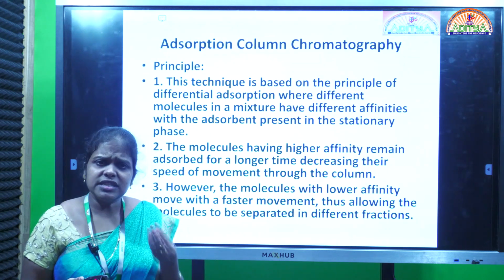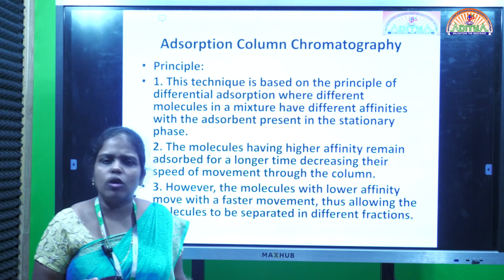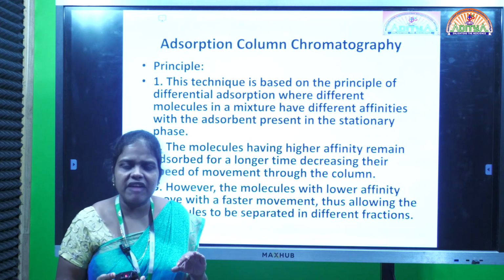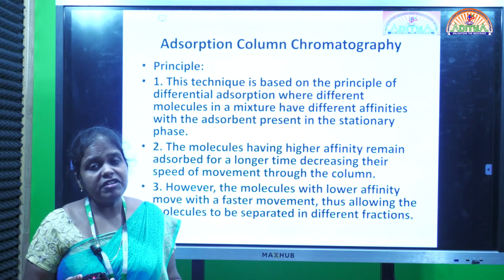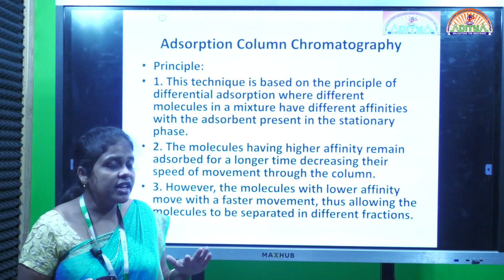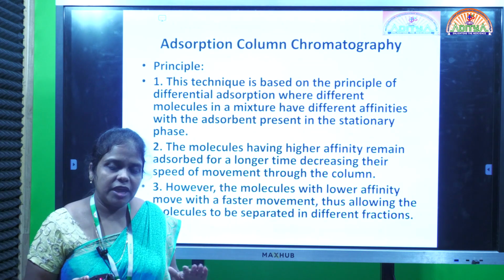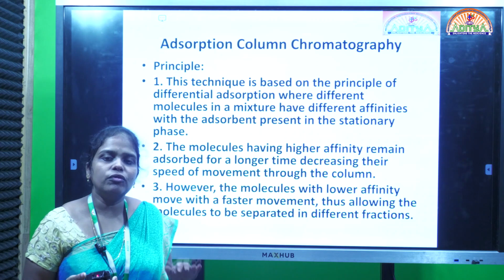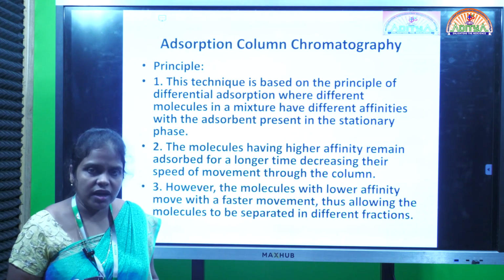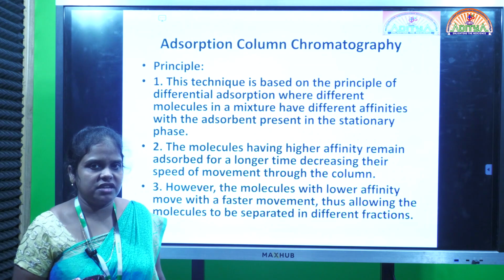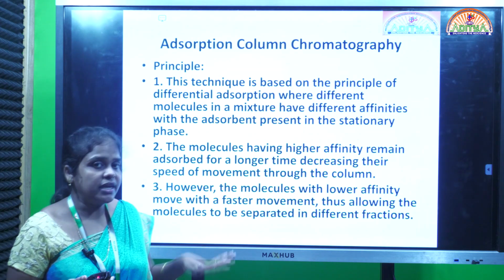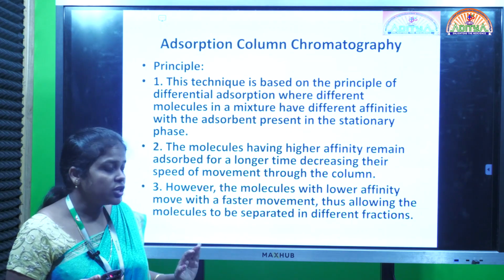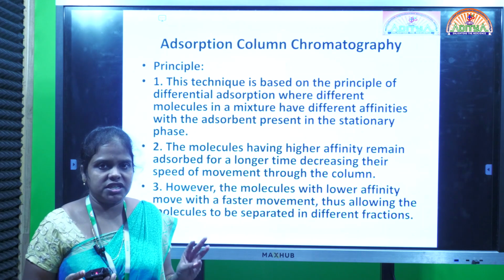If in the sample mixture so many components are there, some components will have affinity with the stationary phase, some components will have affinity with the mobile phase. The components which have more affinity with the stationary phase will be retained by the stationary phase for some time and elute later. The components which have more affinity with the mobile phase will move fast and elute faster. This is the main principle in adsorption column chromatography. That means separation happens based on the affinity of the components with the stationary phase and the mobile phase.